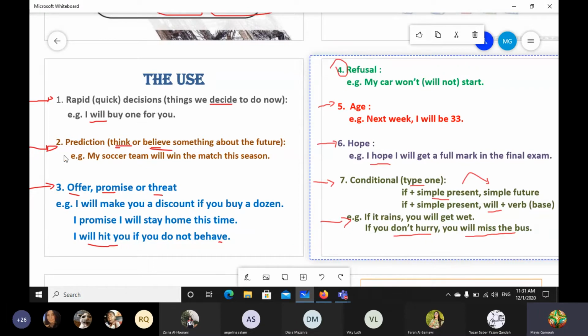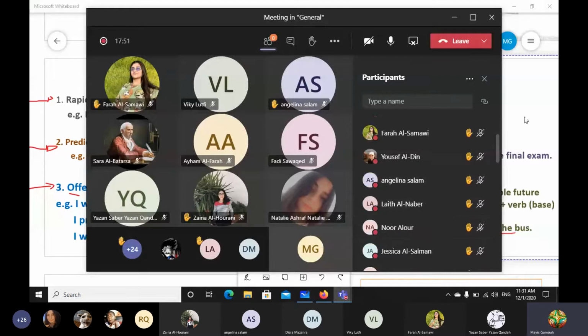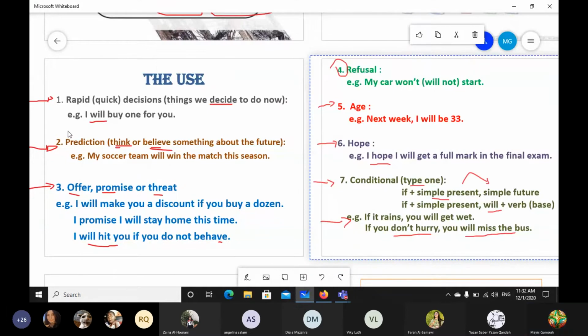All right, thank you. Let's go to number two. Who would like to read it? Number two. Let me see, Yusuf. Yes, teacher. Prediction, think or believe something about the future. Example, my soccer team will win the match this season.